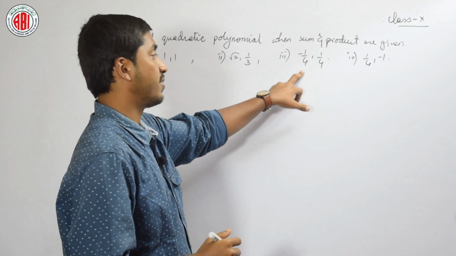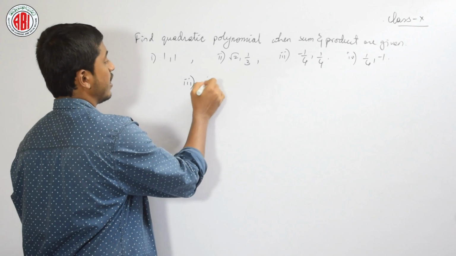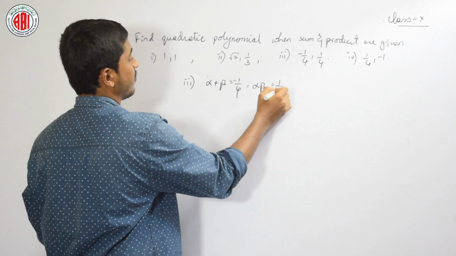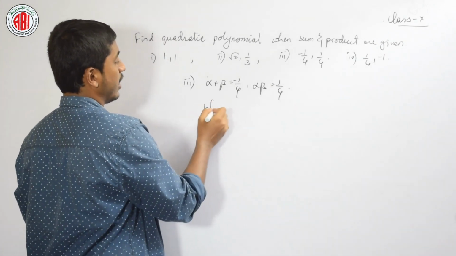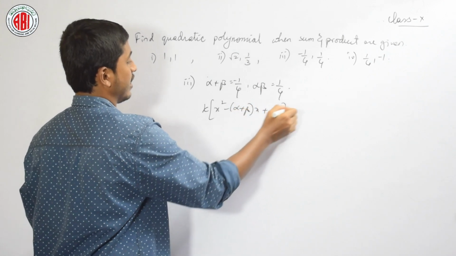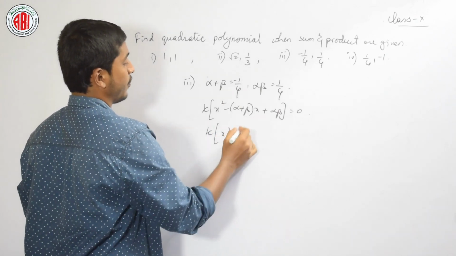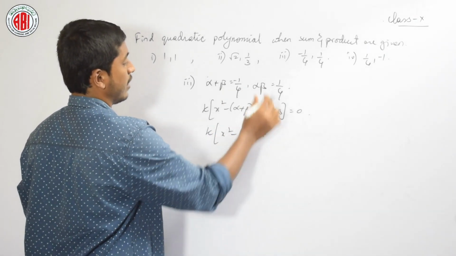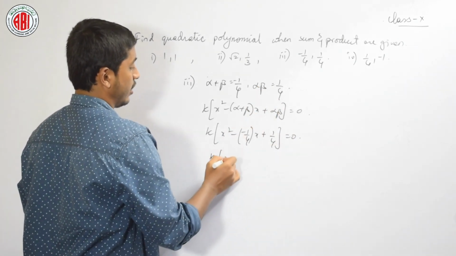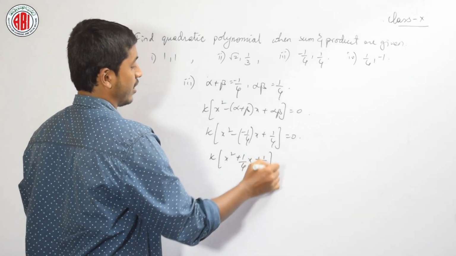They gave the sum of roots as minus 1 by 4 and the product of roots as 1 by 4. Let us do that. That is, the sum of roots is equal to minus 1 by 4, and the product of roots is 1 by 4. What is the equation? k into x square minus alpha plus beta into x plus alpha beta is equal to 0. Let us substitute: x square minus, what is alpha plus beta? Minus 1 by 4, into x, plus what is alpha beta? 1 by 4. That is k into x square plus 1 by 4 into x plus 1 by 4 is equal to 0.